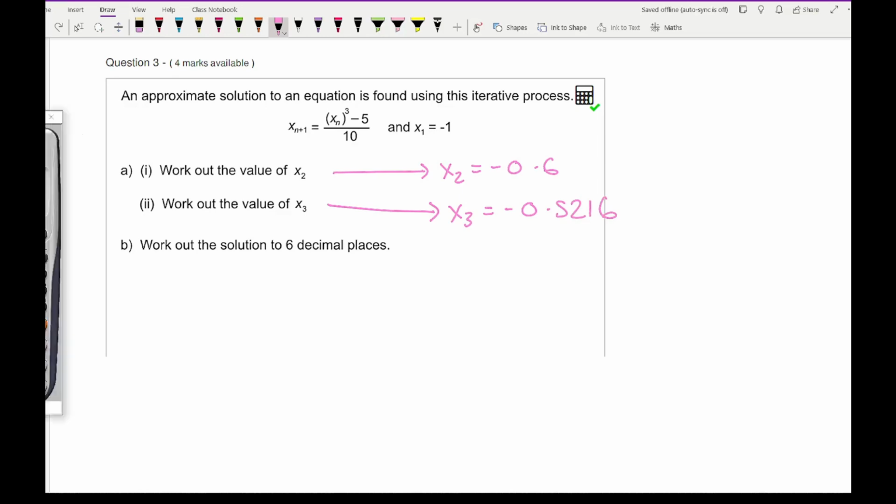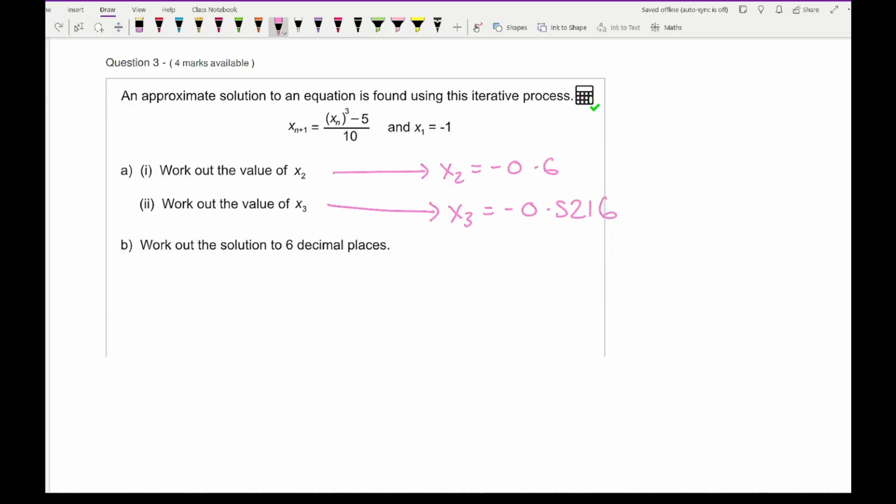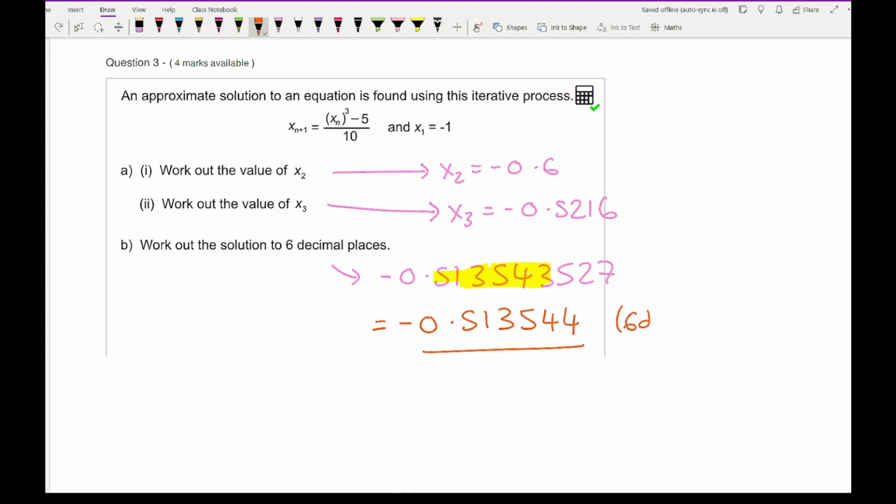Then for B, all I then need to do is keep pressing equals until the calculator stops the number from changing. So the actual answer is minus 0.5135433527. I then want to round this number to 6 decimal places. So then it becomes minus 0.513544, and that's to 6 decimal places.